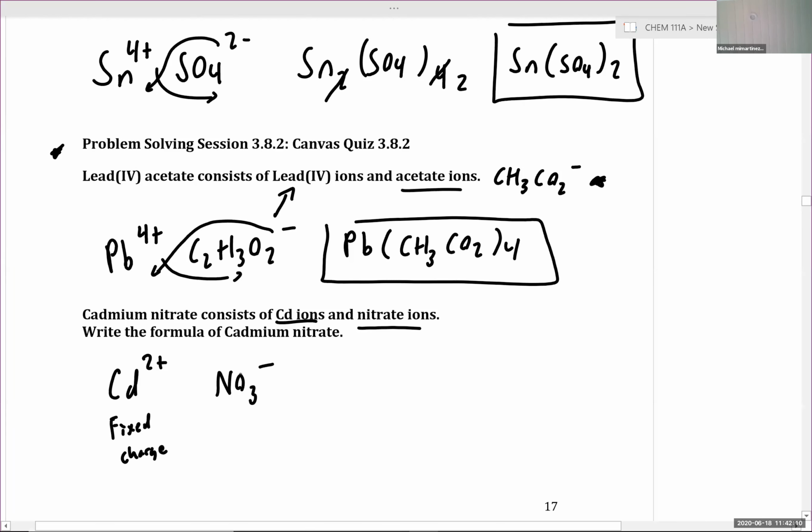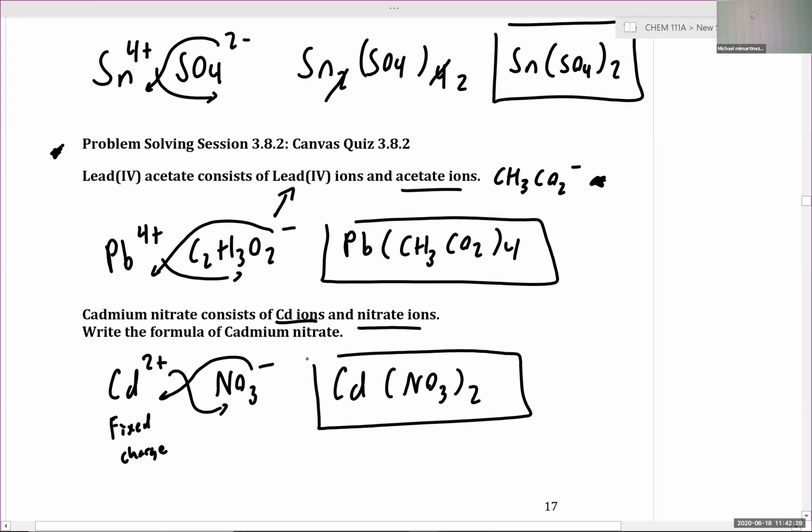Perfect. So now that we have each of our charges, we're going to cross our charges. And that in turn gives us cadmium with 2 nitrate ions. So this is cadmium nitrate. Any questions on this example?